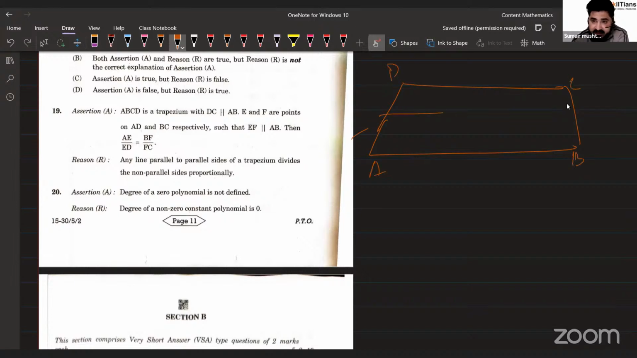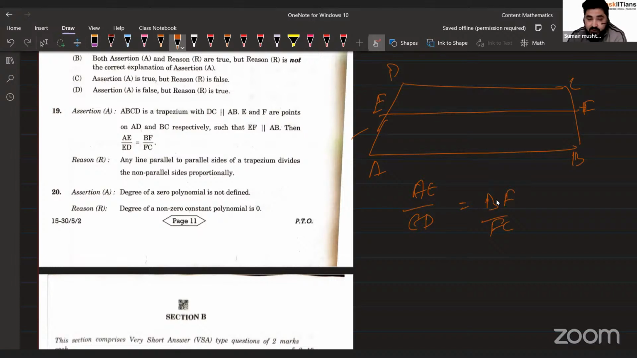Okay, there is a line EF which is parallel to this. E and F are the points on this. EF is parallel. Then AE by ED is equal to BF by FC. Yes, that's true, isn't it?